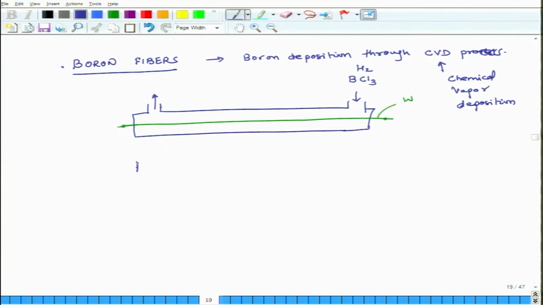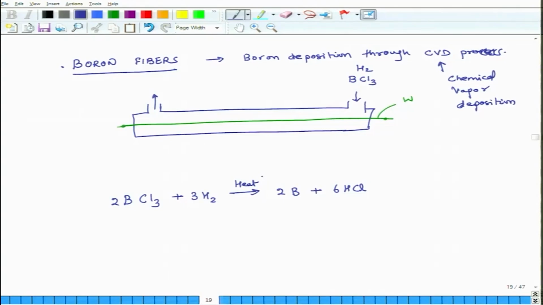So, what is the chemical reaction? Boron, actually I will write it a little lower, boron chloride. So, 2 molecules of boron chloride plus 3 molecules of hydrogen, it gives you boron, 2 boron plus 6 molecules of hydrogen chloride, okay. But here you have to apply heat.